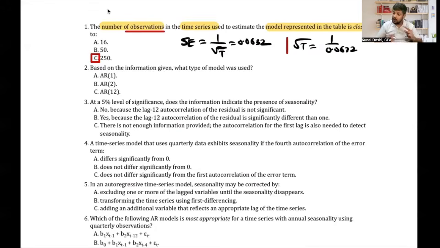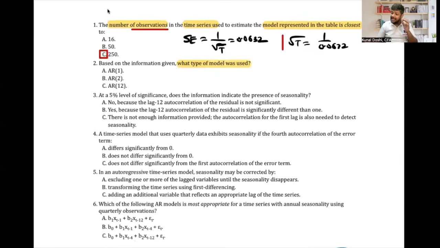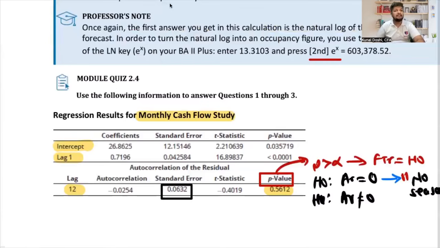Now guys, they are asking, everyone got it, right? Based on the information, what type of model was used? Is it AR1, 2, or 12? Guys, remember the seasonal lag model.